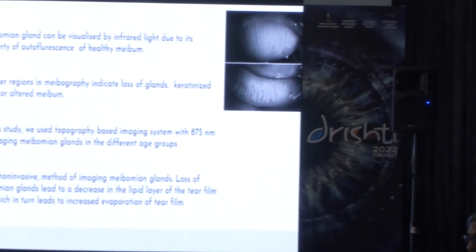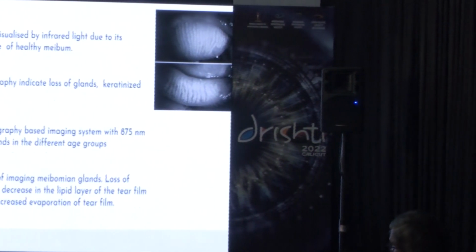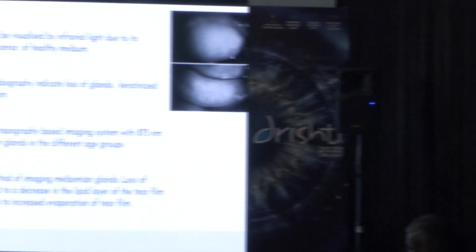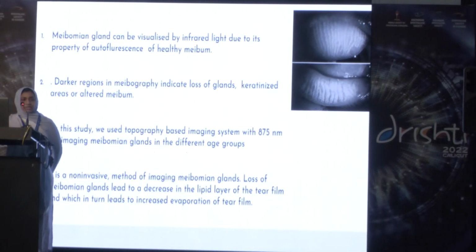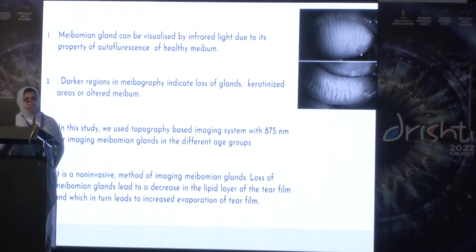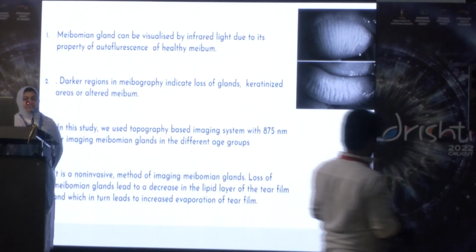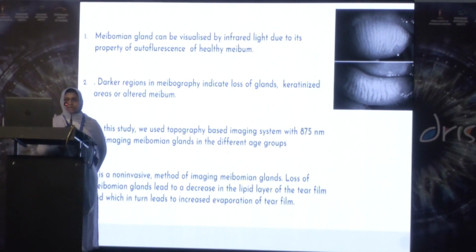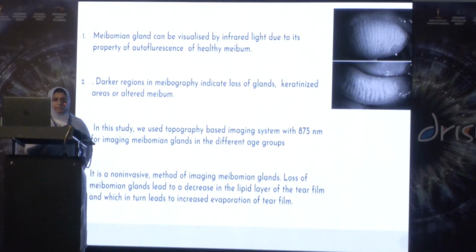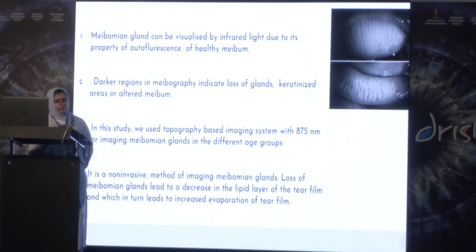This meibum coats the aqueous layer and provides tear film stability. Now, meibomian glands can be visualized by infrared light due to the property of autofluorescence of healthy meibum. So, darker regions in the meibography indicate a loss of glands, which is keratinized areas or altered meibum. In this study, we used a topography based system with 875 nanometer for imaging meibomian glands in different age groups.